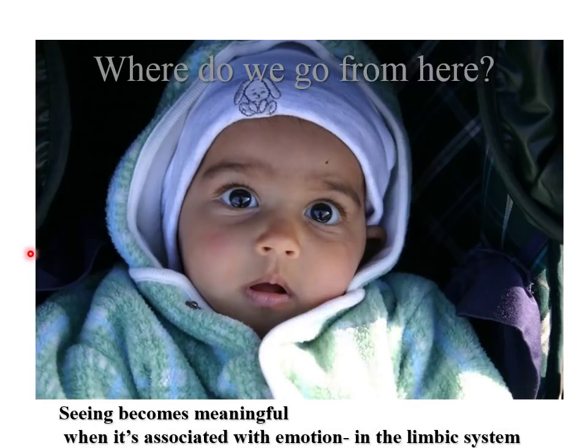Where do we go from here, from the secondary association cortex for vision? In order to have that information be responded to emotionally, that information needs to travel from the association cortex to the limbic system in order to generate an emotional reaction.